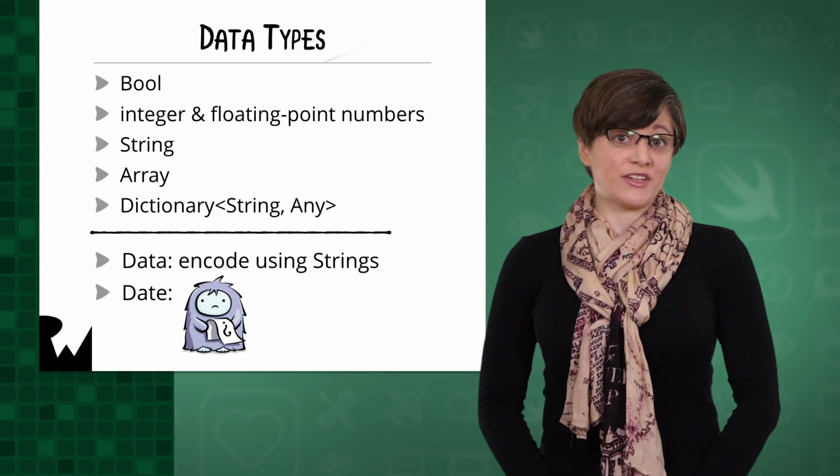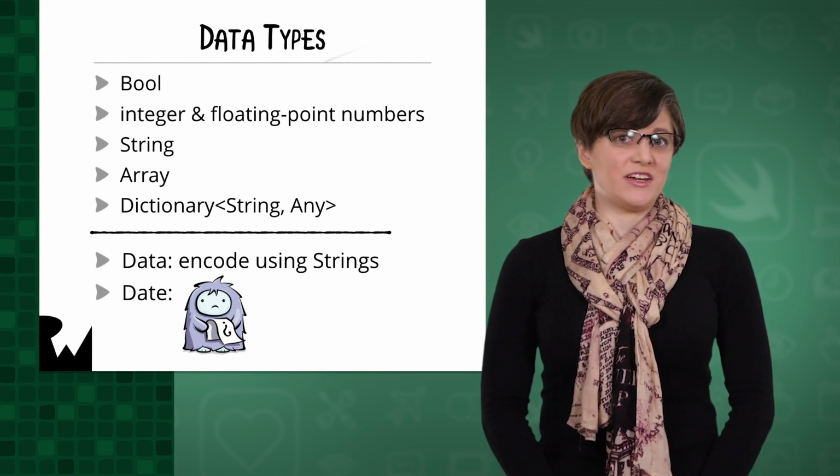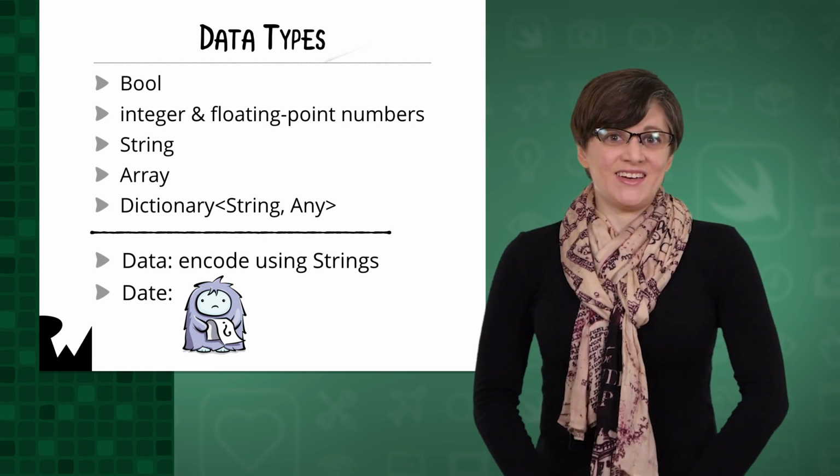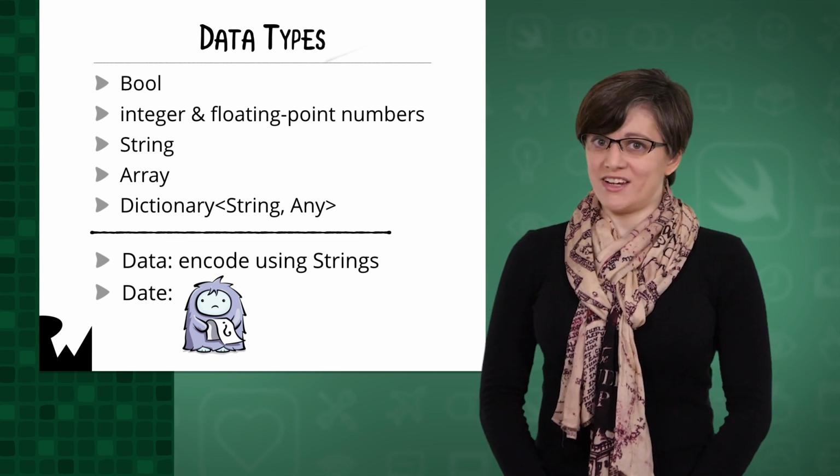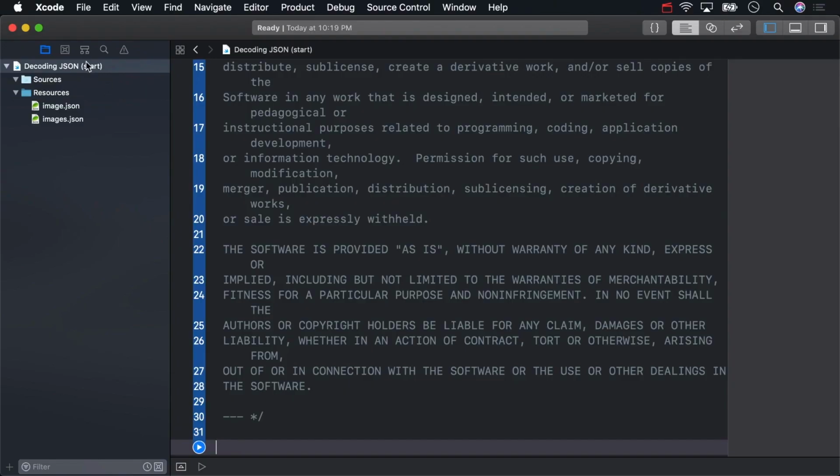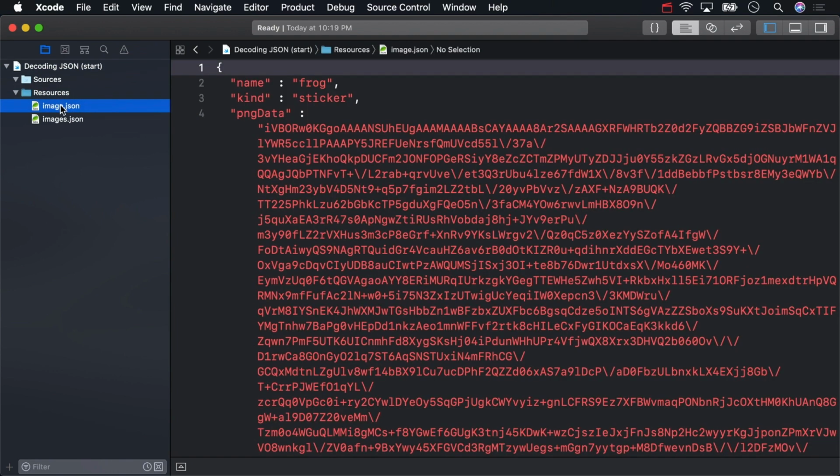Data is not directly supported. Instead, you can store data bytes in strings. Date isn't supported either, but we'll get to that in a later video. In the start project, we've got two JSON files in the resources folder. Click on the one on top, image.json.